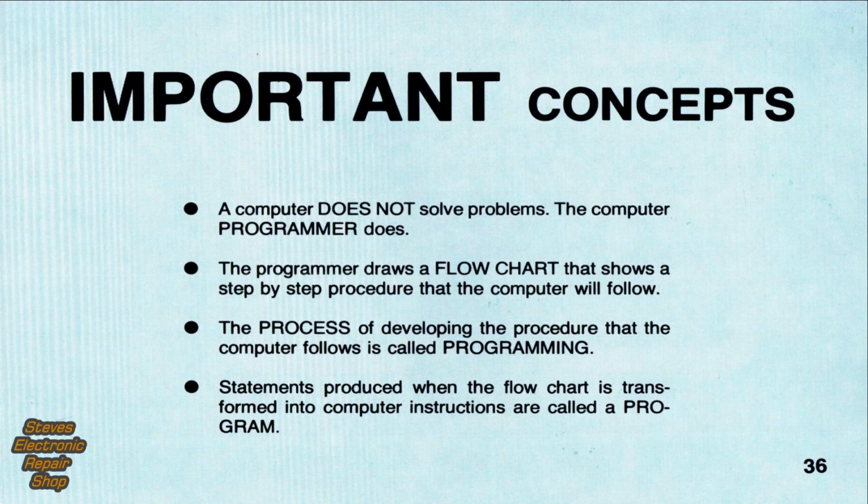Frame 36. Before we get more involved in the process of flowcharting, let's nail down some important concepts concerning computer programming. First and foremost, the computer does not solve problems. The computer programmer does. Once a programmer solves a problem, it can be turned over to a computer for rapid processing of large amounts of data, and this is the real advantage of a computer. Second, the programmer usually draws a flowchart that shows the step-by-step procedure the computer will follow. The process is called programming. The final result is a program.